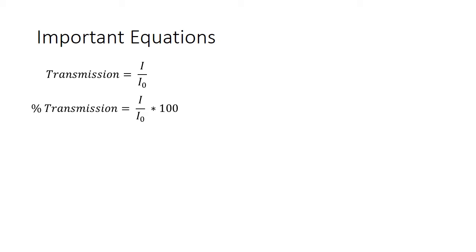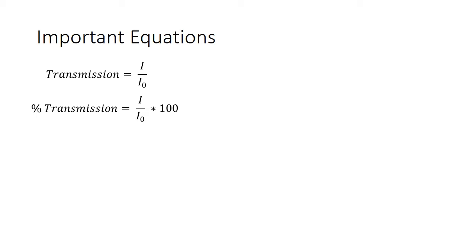Infrared spectra either report a transmission or an absorption. The transmission can be calculated simply by dividing I by I naught. Often this is recorded as a percent transmission, so that fraction is multiplied by 100 to get the percent transmission. In this case, you will see transmission peaks that go down on your graph.